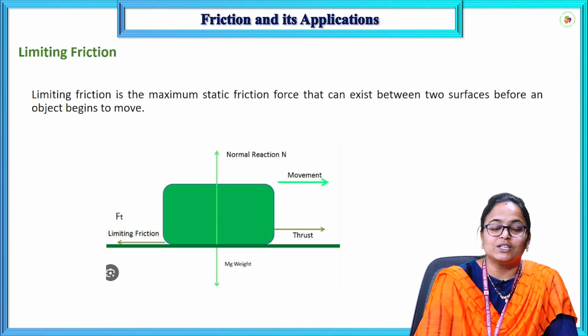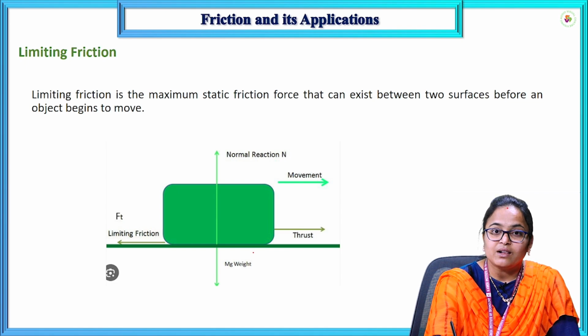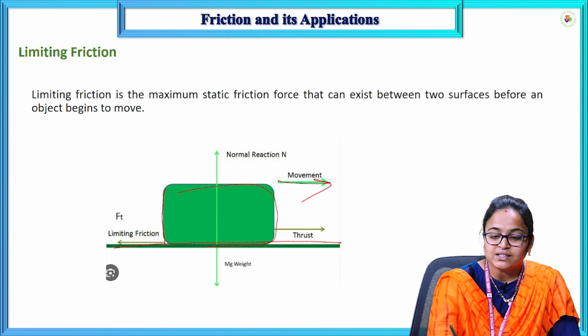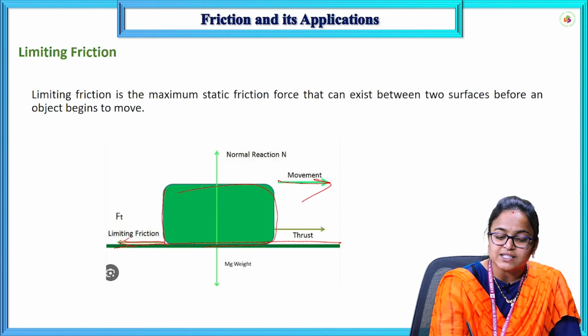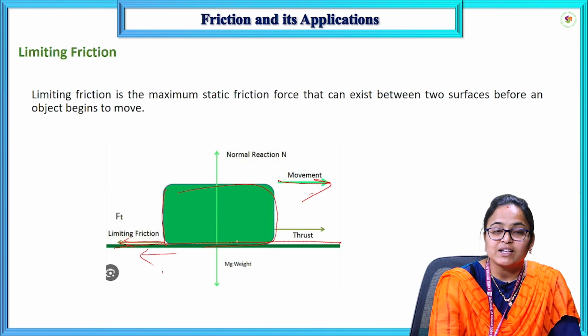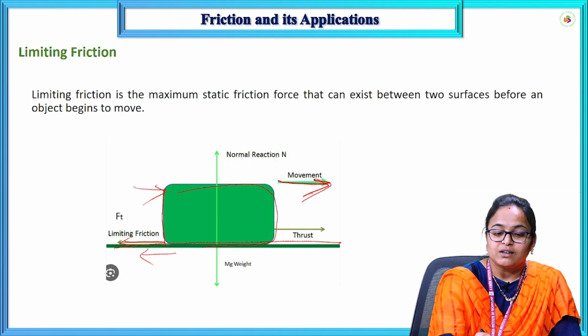Next one, coming to the simple definition, that is limiting friction. What is meant by limiting friction? Limiting friction is nothing but the maximum friction between the two surfaces before an object just impends in motion. So for example, here this is the horizontal surface. There is a block on the horizontal surface. It is moving towards the right. So there will be a friction like this, that is opposite to the movement of the block. So this block will start moving towards the right when an applied force is like this.